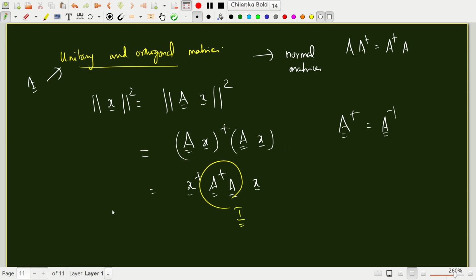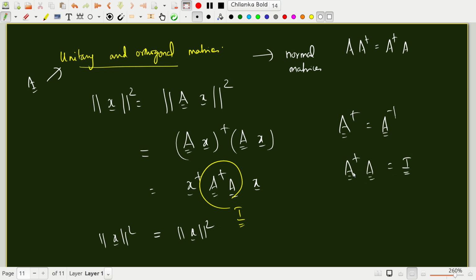So the original norm is the same as the norm after operating upon it, because this identity is also x squared. So we have shown that unitary or orthogonal transformations preserve the lengths of a vector even after transforming. The length of the vector does not change. Okay, so A dagger A is identity for a unitary matrix.